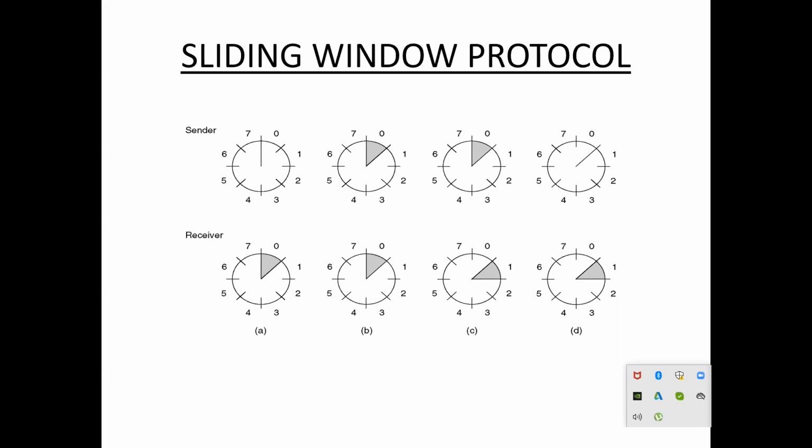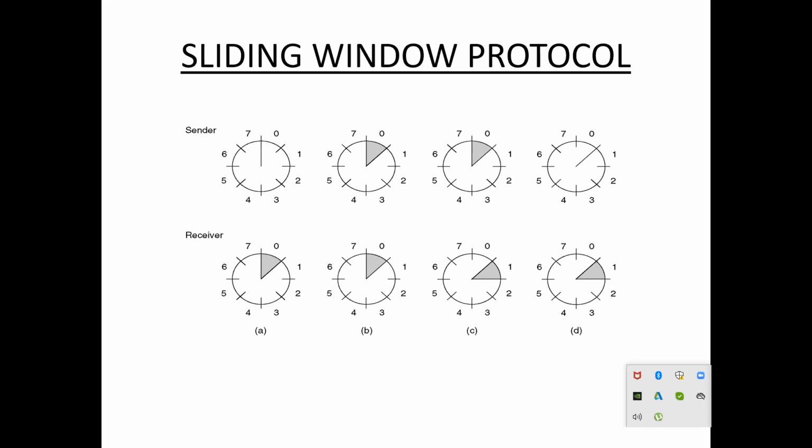But in stop and wait protocol, the sender sends frame 1 and waits for acknowledgement for that frame 1. But here, in sliding window protocol, the sender sends a second frame also without getting the acknowledgement for frame 1 from the receiver. That is the advantage of sliding window protocol.